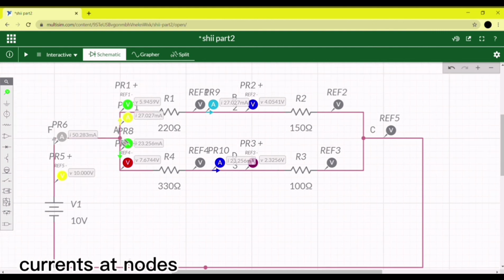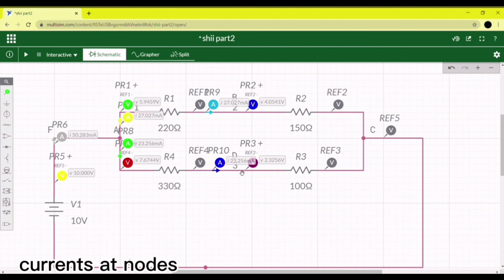The current at node A is basically the total current, which is 50.283 milliampere. When the current exits the junction at point C, the current value is still 50.283 milliampere. The current at node B we can see here is 27.027 milliampere. For the current at node D, we can see here that it is 23.256 milliampere.